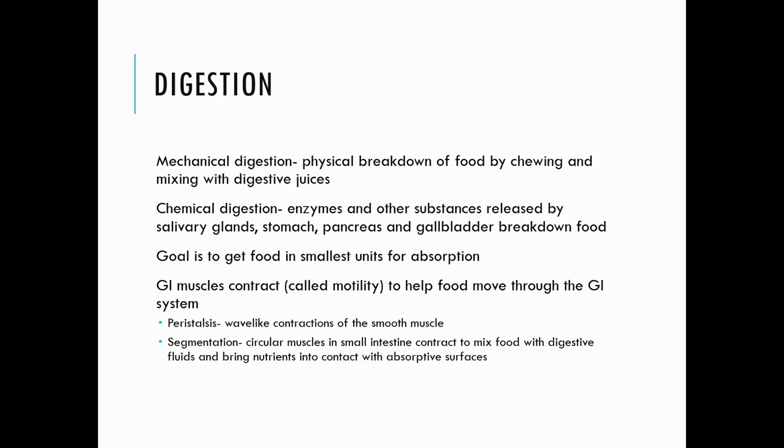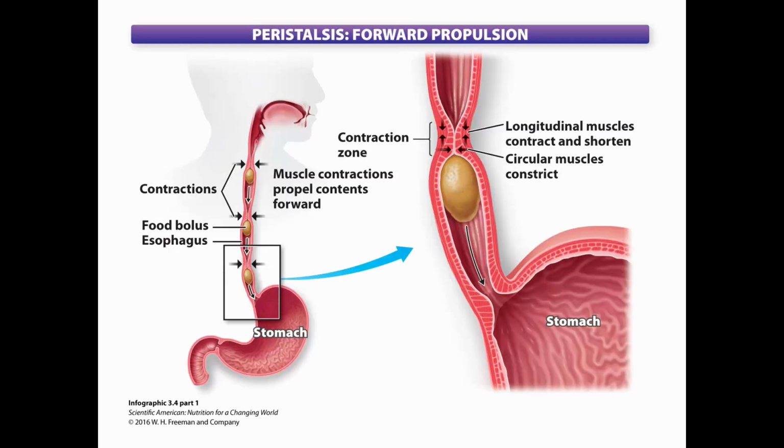So peristalsis is wave-like contractions of the smooth muscle. I always somehow think of a giant tube of toothpaste, squeezing it several ways to get it all flowing throughout with peristalsis. And then segmentation is circular muscles that mix food back and forth, and I'll show you some pictures of that as well. So this is the peristalsis.